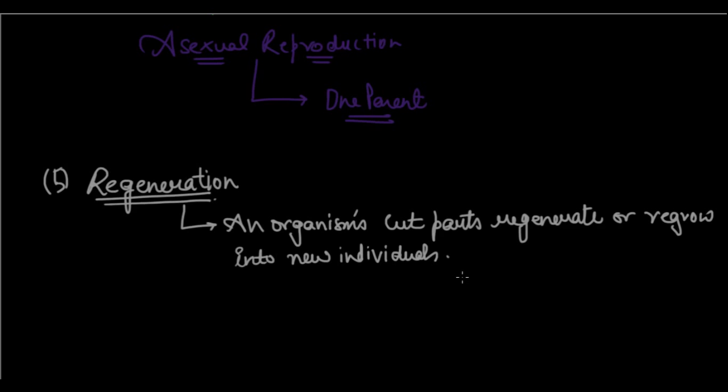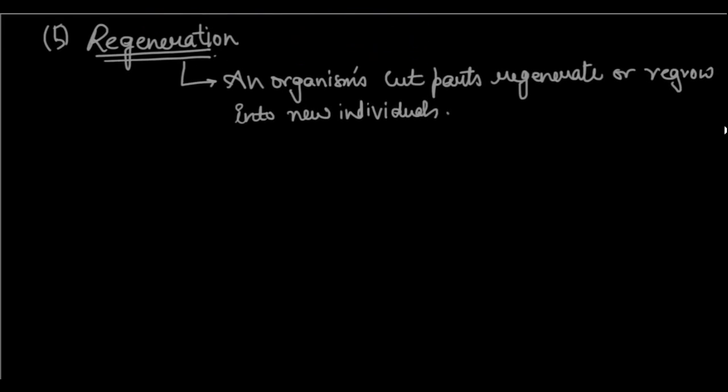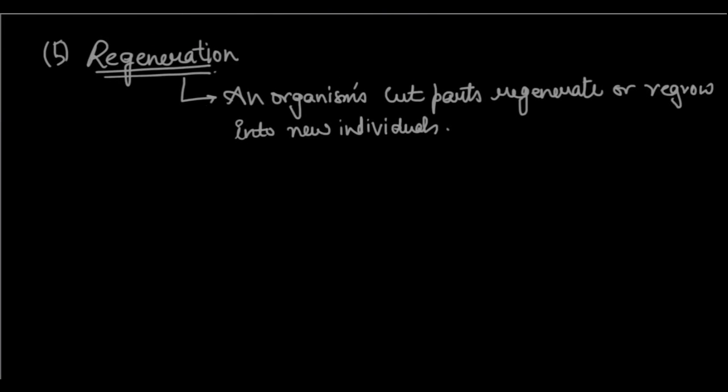Sometimes some organisms get cut for some reason, maybe because they've been cut by some sharp object or they've undergone some injury. Because of that cut, they've divided into several parts. Now these parts actually grow back into new individuals, right? They regain the lost parts and grow into new individuals, and this is what we call regeneration.